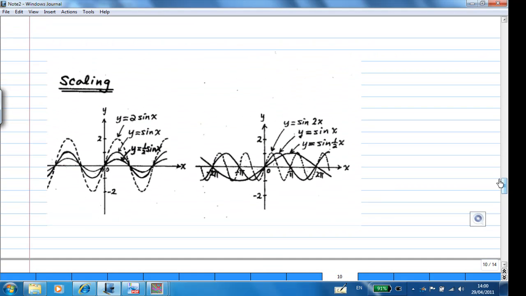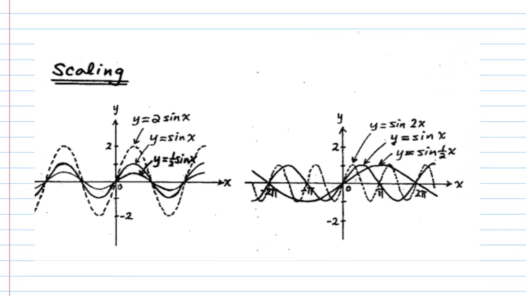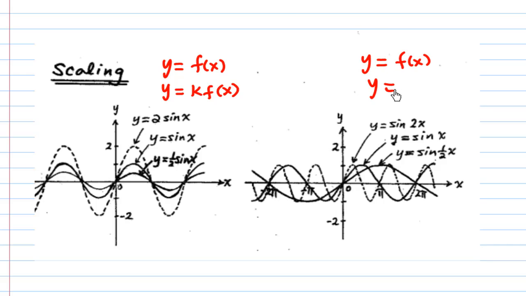So in summary, you can see some of the pictures here about horizontal scaling and vertical scaling. If you have y equal to f of x and you multiply by k, a number, then this is vertical scaling. When you have y equal to f of x and you multiply the x by a number, kx here, this is horizontal scaling.